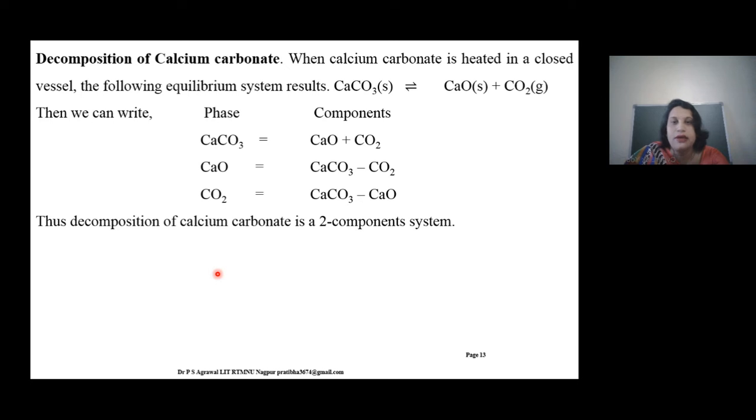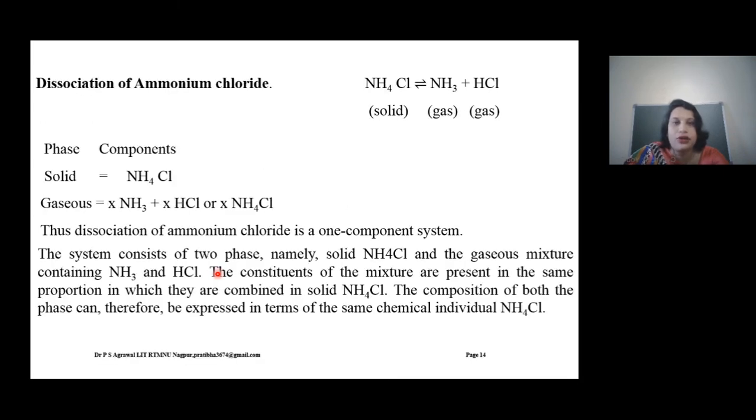You can get that by the addition or subtraction of two components. That means actually this system has only two components. So it is a two component system. So such care should be taken. This dissociation of ammonium chloride gives ammonia and HCl. Ammonium chloride solid and NH3 and HCl gases. So that means one solid, two gases, and whatever may be the gas, one phase. That means a two phase system.